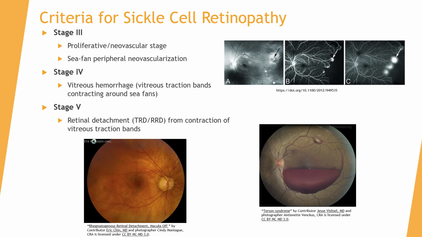You'll see a sea fan-shaped peripheral neovascularization. And in stage 4, there is vitreous hemorrhage from the contraction bands contracting around the sea fans. Lastly, in stage 5, retinal detachment can occur, either tractional or rhegmatogenous. This can form from contraction of the vitreous traction bands from stage 4.